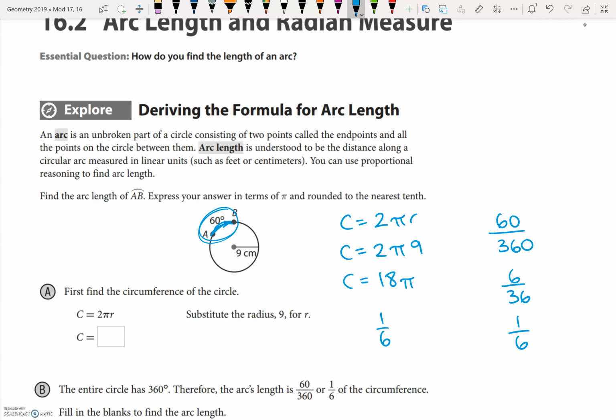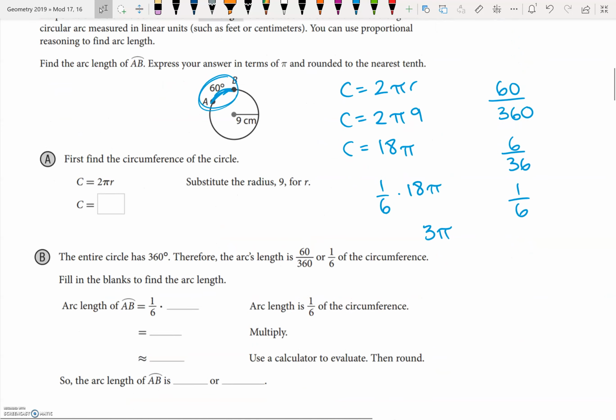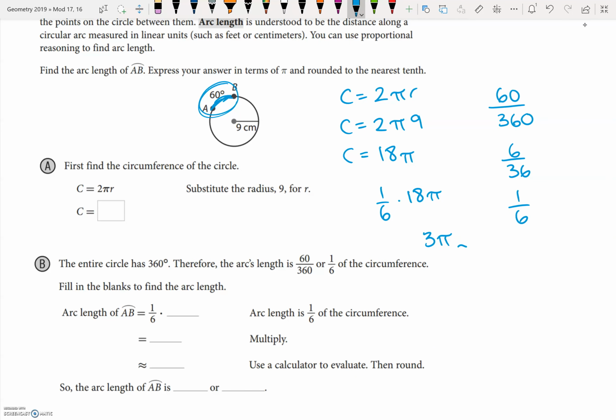So 1/6 times 18 pi. 18 is divisible by 6. That gives us 3 pi. And 3 pi can be rounded. I don't know if they use 3.14 in this. We're going to estimate that as 9.42 units of centimeters. So that is the example that we have.